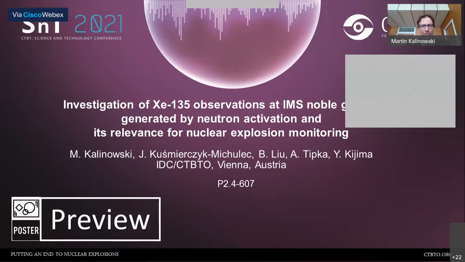So the fact is that the isotopic ratios are different for fission and for activation. And xenon-135 is the lead nuclide, together with xenon-131m, for activation. And xenon-133 is very low compared to these isotopes for activation, whereas for fission, xenon-133 is the lead nuclide. So we have to look for an activation source.